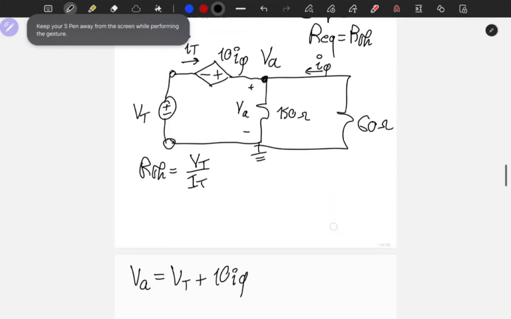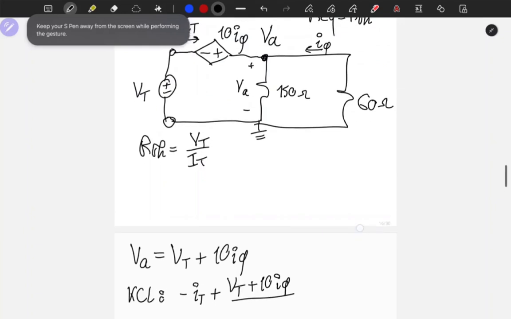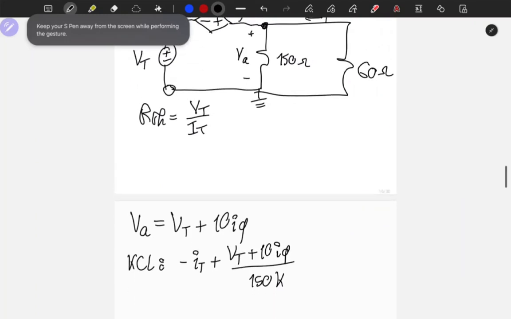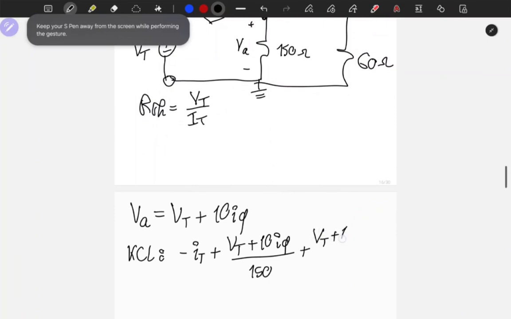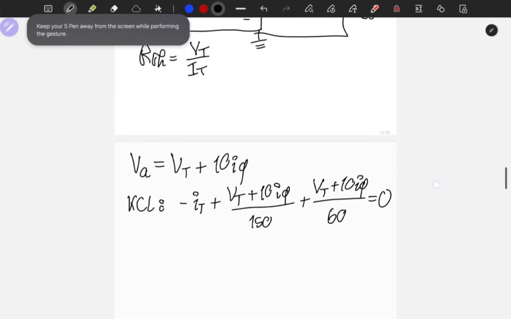Okay, if we write the KCL, we get minus IT plus VA, but VA is VT plus 10 I phi, over the resistance, which is 150, no kilo, just 150 now, plus VA over 60, but also VA is VT plus 10 I phi divided by 60. Now all is equal to 0, but now I don't know what I phi is, so I need to get an equation that only relates VT to IT, so that I take the ratio.